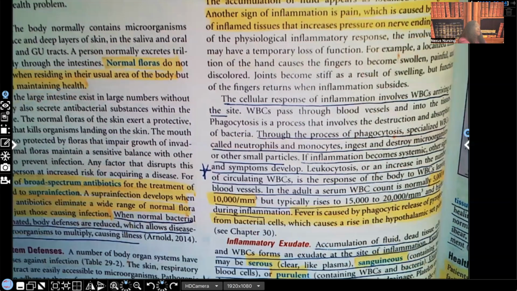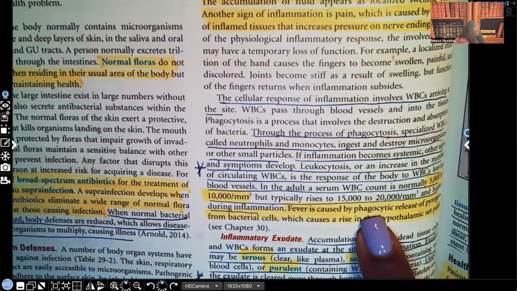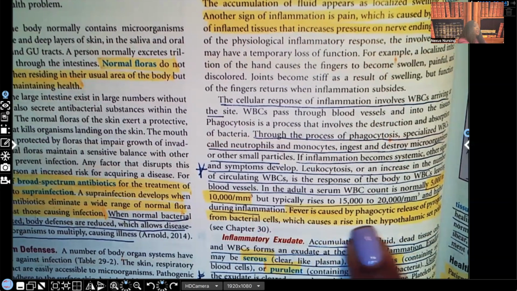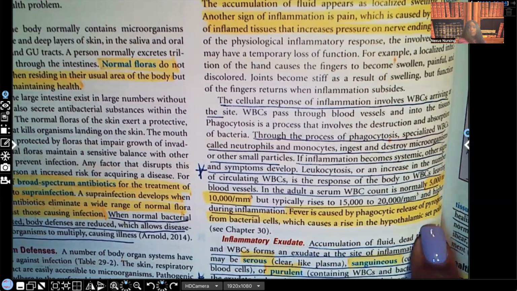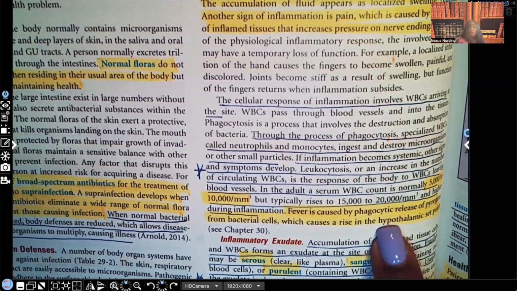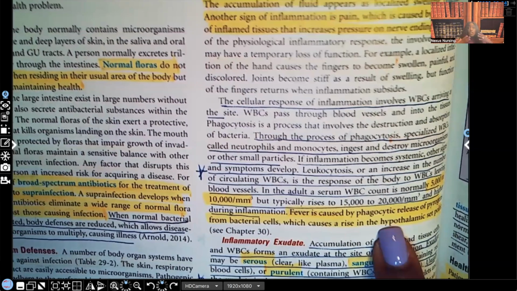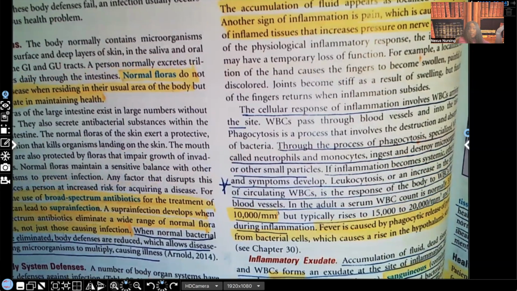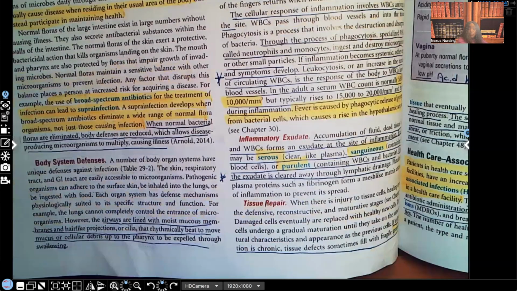Let's keep going. Fever is caused by phagocytic release of pyrogens from bacterial cells, which causes a rise in the hypothalamic set point. Remember, the hypothalamus is responsible for what? Temperature regulation. Don't forget everything you guys learned in A&P, because it all comes back to bite you if you didn't learn it the first time around.